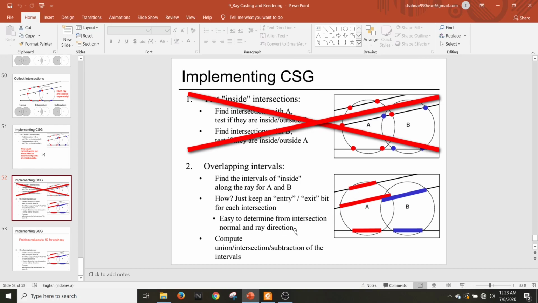By checking the angle, we can actually know whether we should put an entry marker or an exit marker here. And then in this way, after finding the intervals, we can compute union, intersection, or subtraction of the intervals very easily. And thus, we can create complex shapes from simple shapes like this.